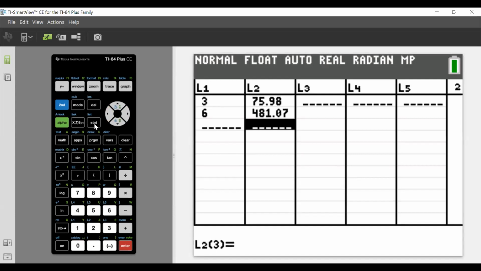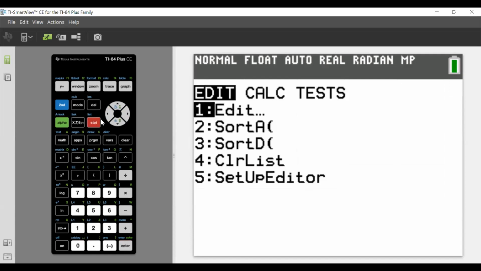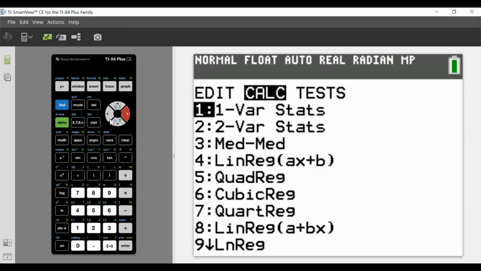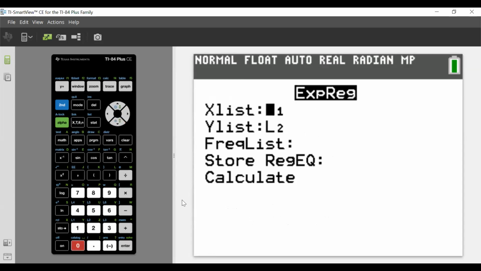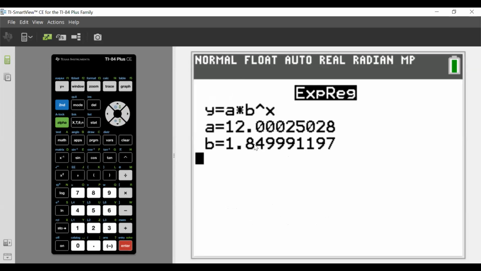So we go back to stat. Now we have to go to calculate. It's 0 on mine, but all you have to do is go down until you find exponential regression, and basically you can just hit 0. Now we said x's are in L1, y's in L2, and so we say, yep, that's all good, and we just go enter, enter, enter, and then calculate, and it gives us our answer.